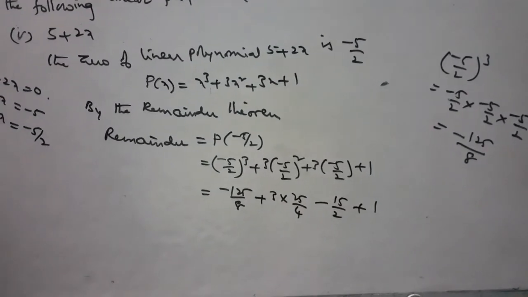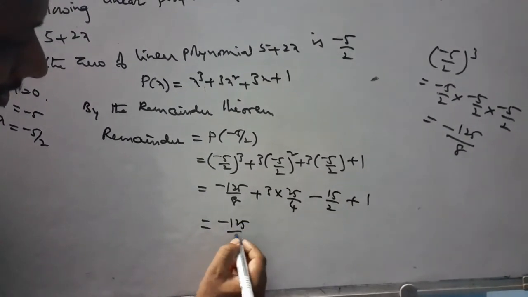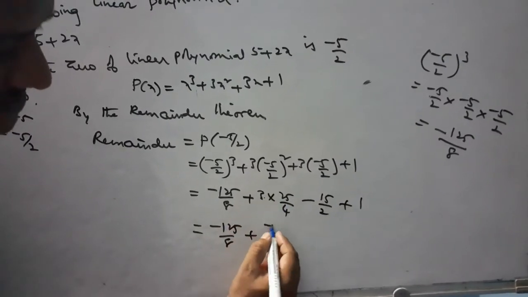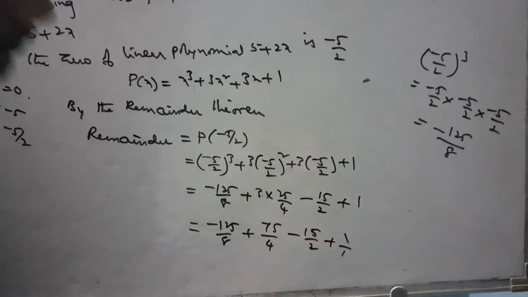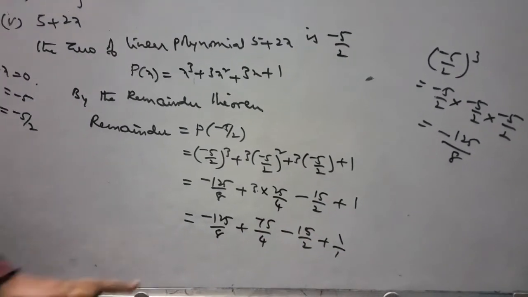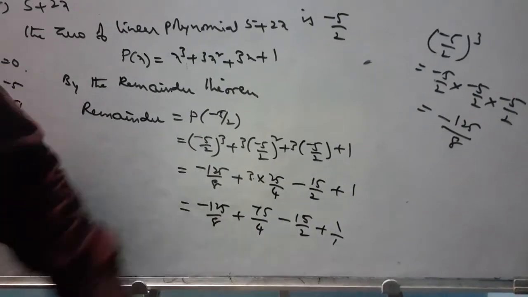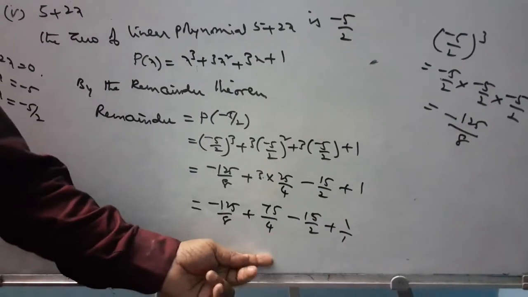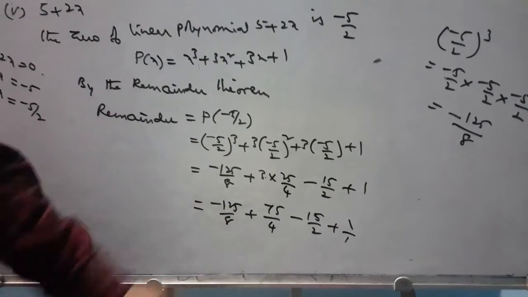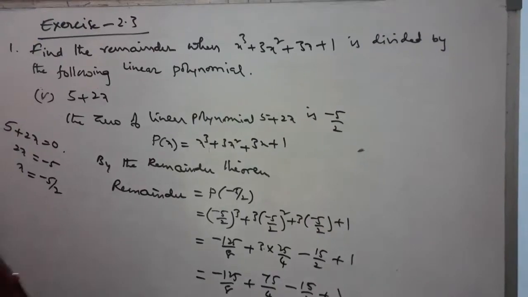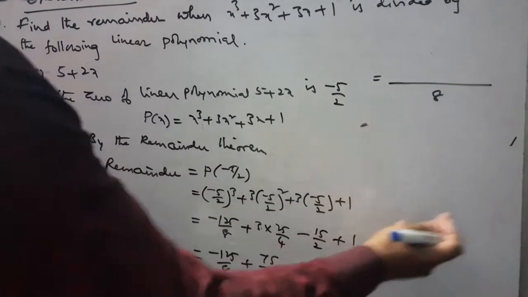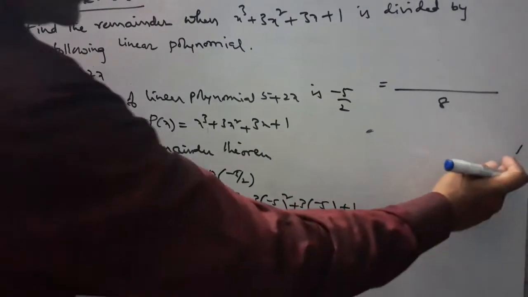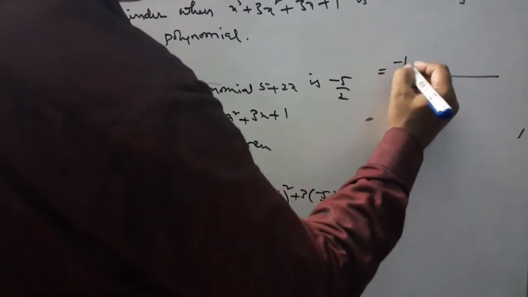Now what do we have here? It is minus 125 by 8 plus 3 25s are 75 by 4 minus 15 by 2 plus 1 by 1. So what is the LCM of 2, 4, 8, 1? 1, 2, 4 are the factors of 8. So LCM becomes 8. So 8 1s are 8, so 1 is multiplied with the numerator. 1 into minus 125, we will get minus 125.